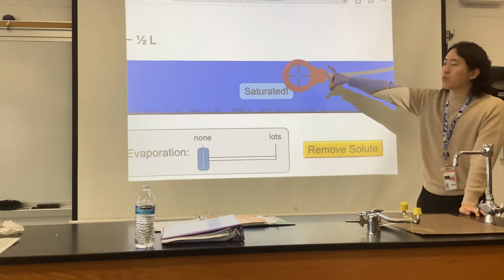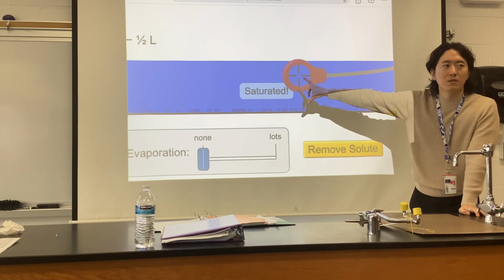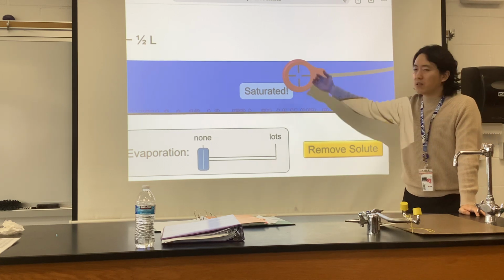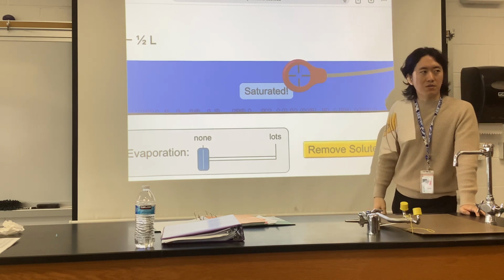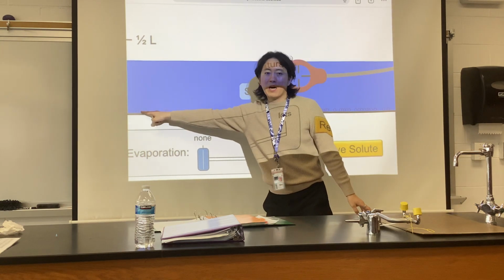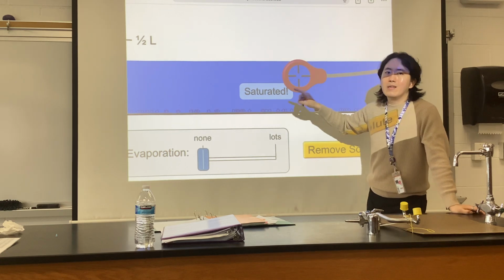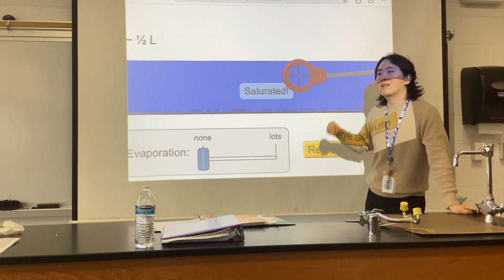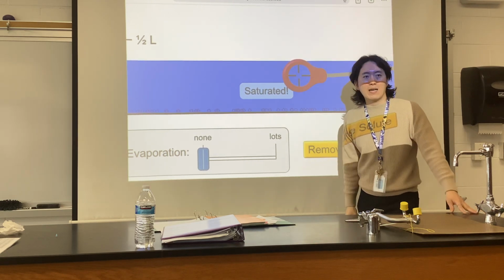How much water do I have here, guys? About 0.4 liters of water. Now the reason why the solid on the bottom is not dissolved is because it has exceeded the capacity.